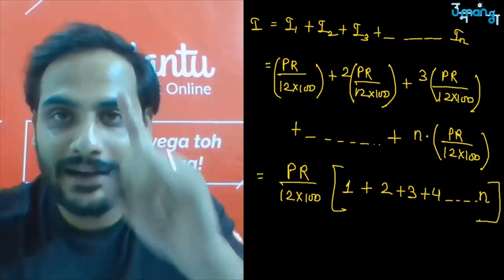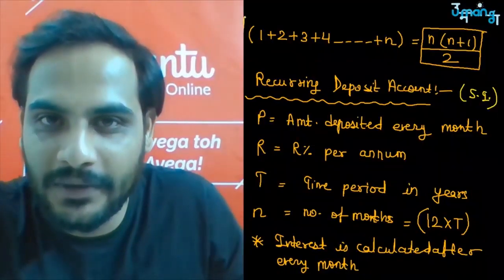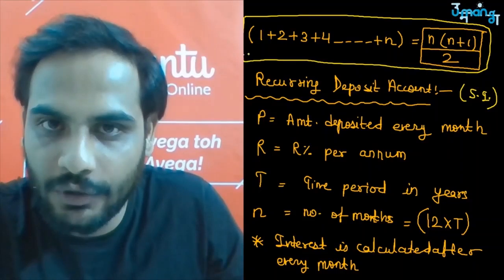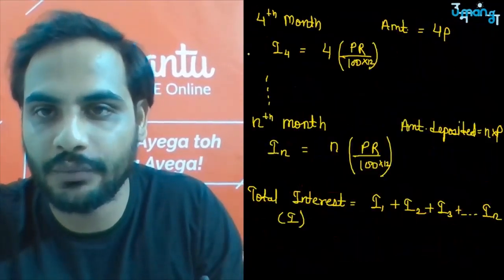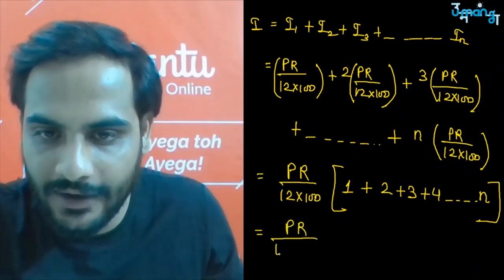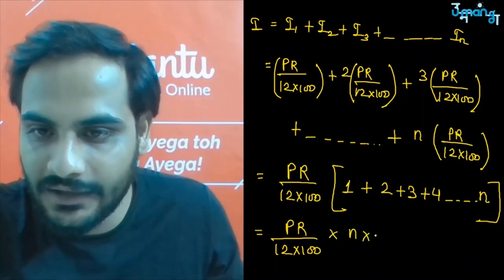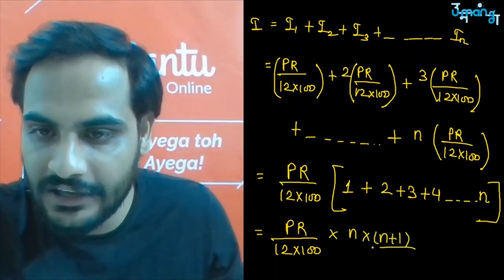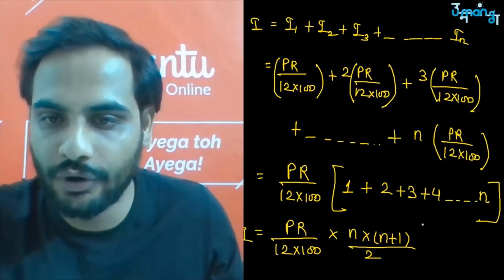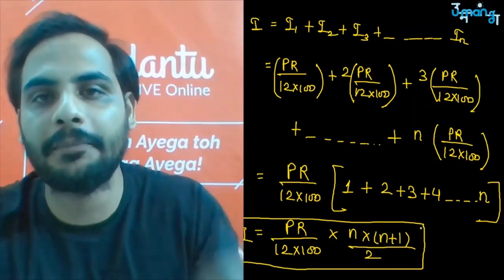Correct. And at the starting of this session I have told you that 1 plus 2 plus 3 plus 4 up to n is equal to n into n plus 1 divided by 2. So you will be getting the total interest as PR divided by 12 into 100 into n into n plus 1 divided by 2. So this is your formula for total interest in a recurring deposit account.